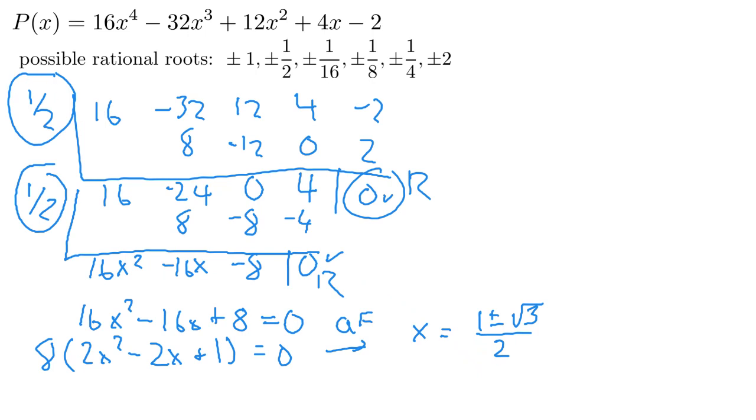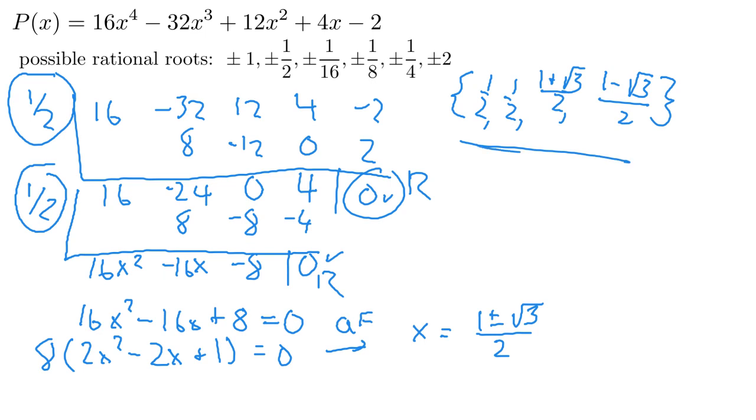Okay, so we're done. So what are the roots of our polynomial? What are the x-intercepts? Let me write it as a set. Some people write it as a set. So we have 1/2. You can list it twice if you want, or you could just say 1/2 with a multiplicity 2. Then I have 1 plus root 3 over 2 and 1 minus root 3 over 2. So these are the set of our solutions, our x-intercepts for that polynomial.